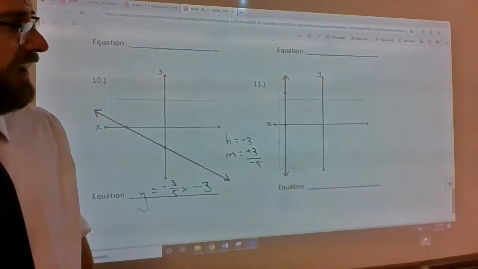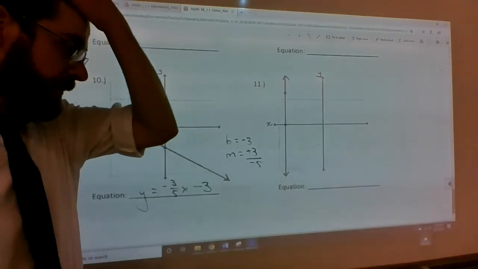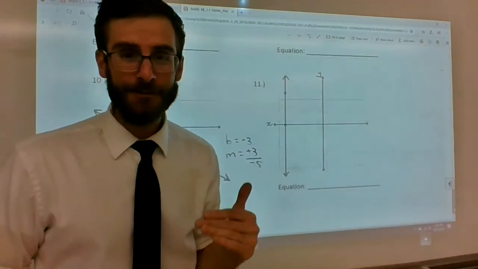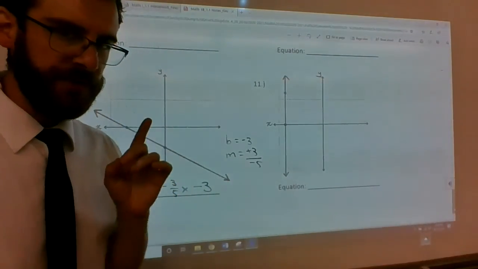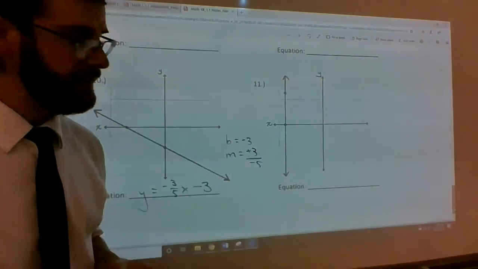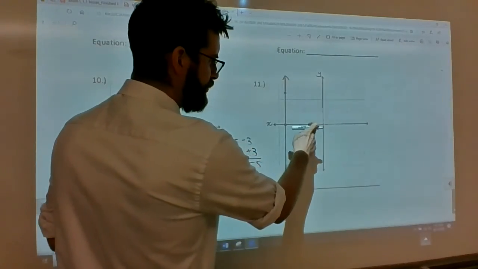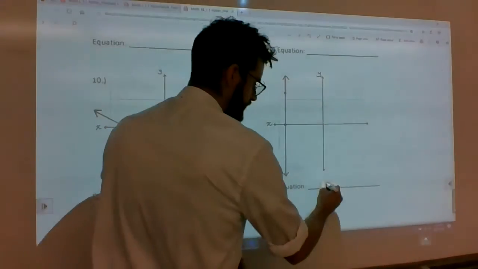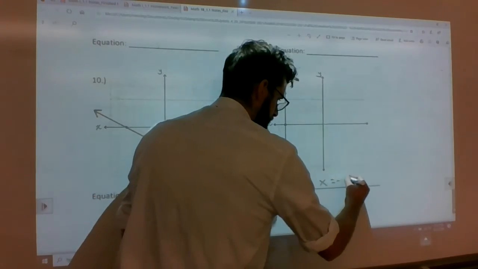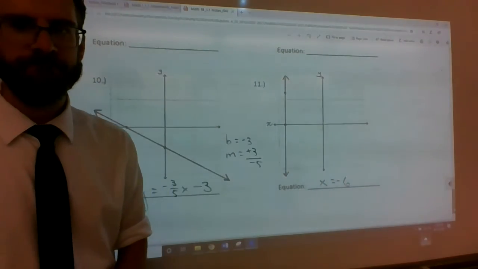Hopefully on the example 11, you gave me the special case for vertical lines, which is always x equals whatever the x-intercept is. So you go left 1, 2, 3, 4, 5, 6. Left 6 means negative 6. And that's what we got.